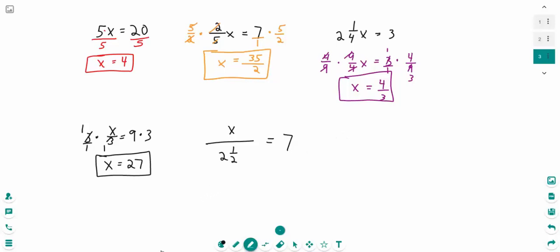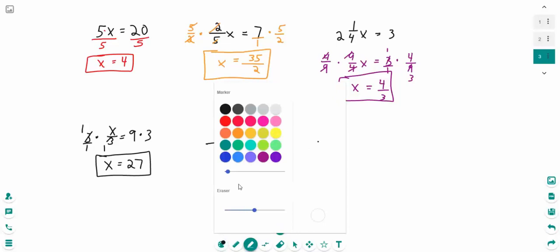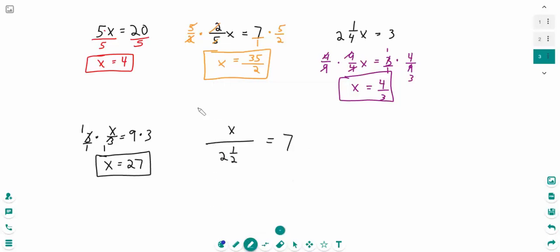How would you attack this? Any ideas? Look at it and maybe pause the video, try to do it on your own, see what you come up with, and then we'll go through it together. All right, so looking at this, remember what I said earlier. Really the first step is to just get rid of these mixed numbers, okay? Let's just write those as improper fractions. So we have x over 5/2, right, is equal to 7. Okay, so now we've gotten rid of that.